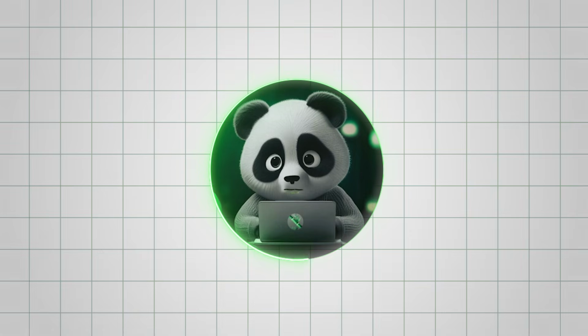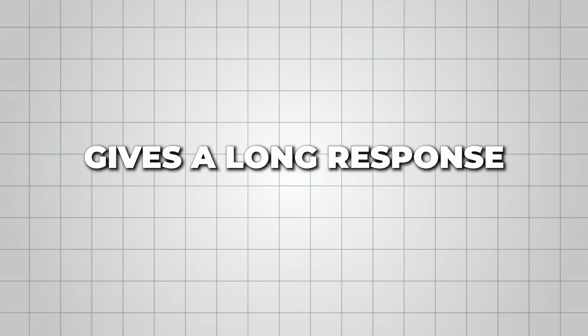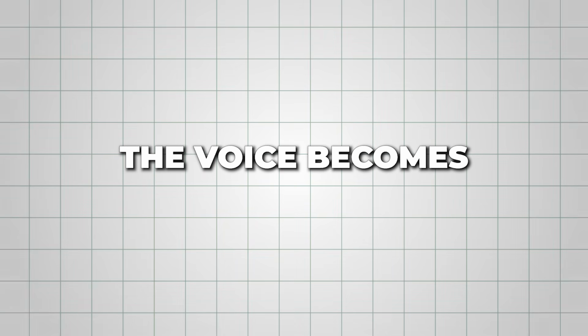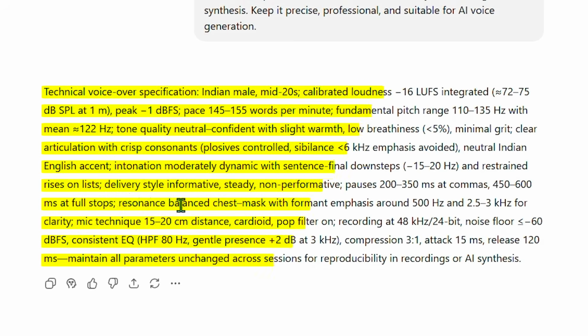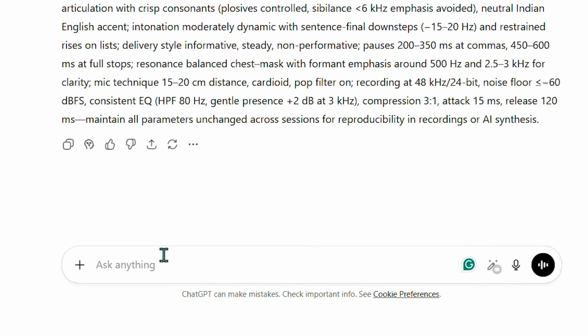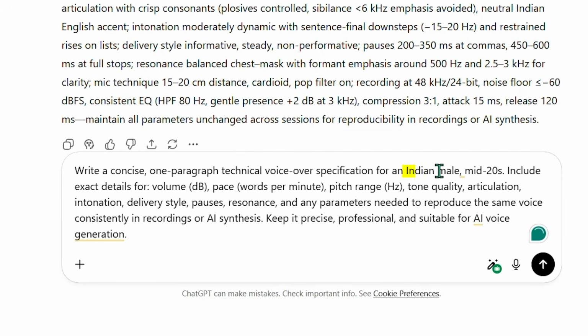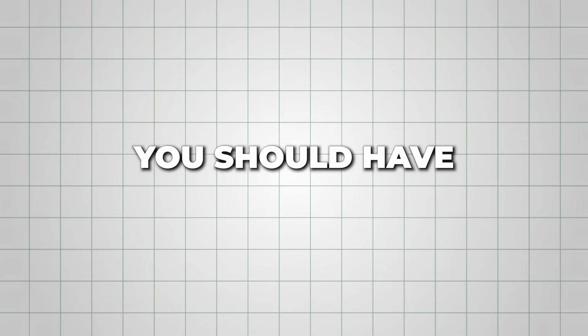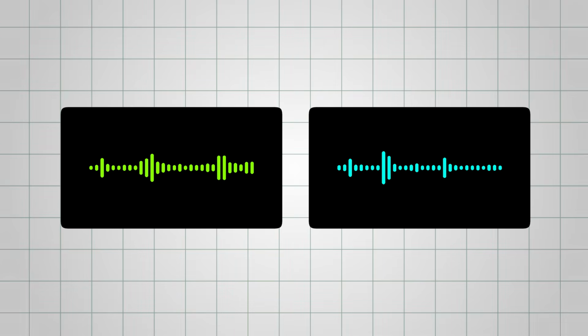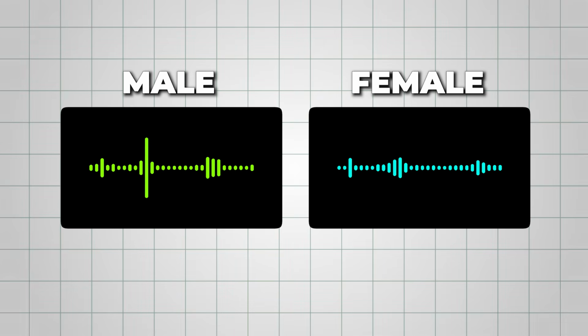Also, make sure you ask for one paragraph only. If ChatGPT gives a long response, the voice becomes less predictable and harder to reproduce. Once ChatGPT generates the response, copy only the voice description. Now repeat the same process for the female character. Simply replace Indian male with Indian female in the prompt. By the end of this step, you should have two clean technical voice profiles, one male and one female.